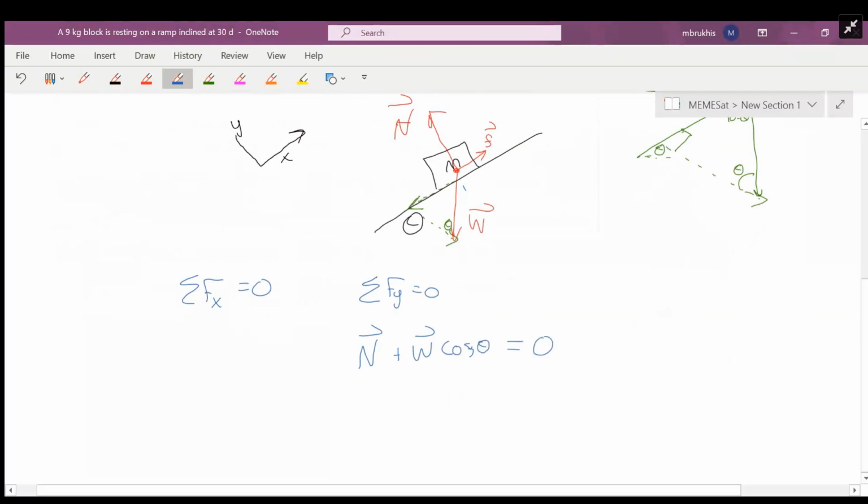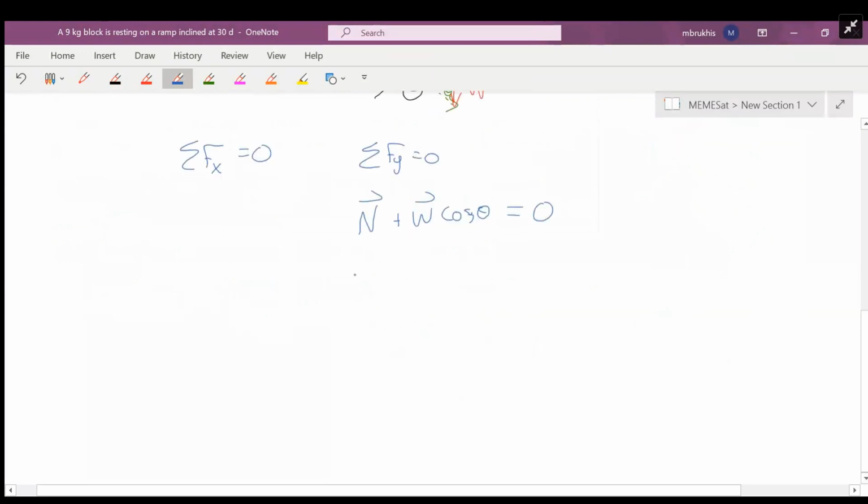All right, so now if we take into account our directions, like I said, the magnitude of the normal force is in a positive direction. Meanwhile, the weight is negative, so I'm going to make it negative. All right, so now with a little bit of algebra, we can say that the normal force is equal to W cosine theta. Normal force is equal to mass times gravity, which is what weight is, times the cosine of theta.